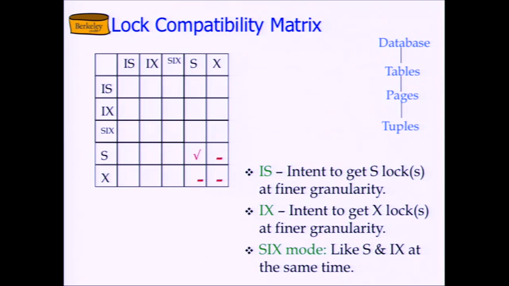6 and 6. No, for the same argument, right? Your IX conflicts with my S in the same very way we just described, right? You won't be able to get that X lock down below because I have an S lock. So those can't be compatible. 6 and S we did already, didn't we, or did we? We didn't. 6 and S, are they compatible? They're not, because this guy's S conflicts with my IX, right? And then 6 and X certainly aren't compatible.